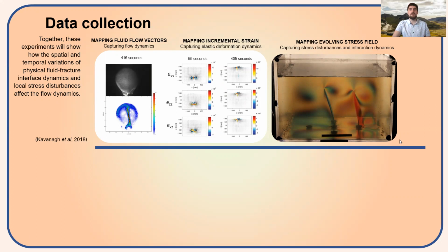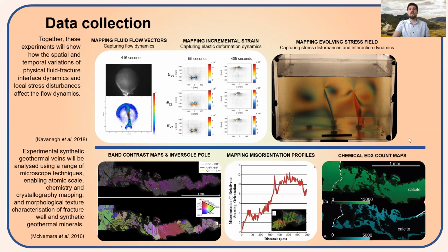The second set of experiments will involve generating a suite of synthetic hydrothermal veins in fractured rock samples of ancient and active geothermal reservoirs under variable fluid flows, temperature and pressure conditions. Mineral chemistry, orientation and morphological texture characterization of the experimental product will help to identify dominant mechanisms at the atomic scale that govern mineral nucleation and growth at the fracture fluid interface.